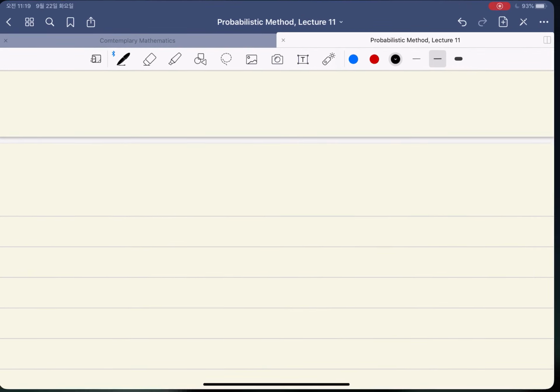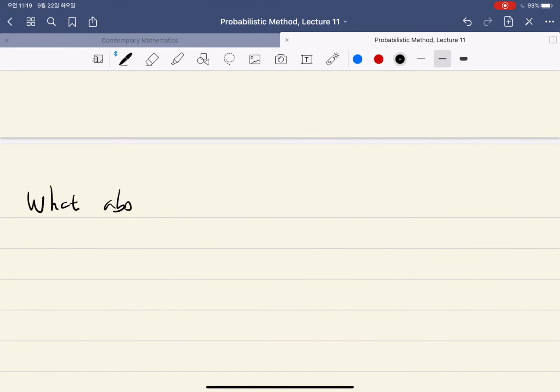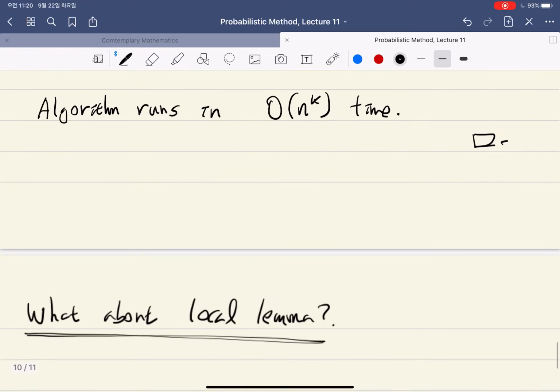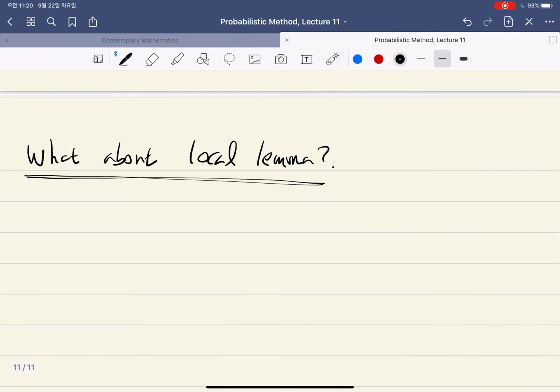But we can ask, what about the local lemma? If we have an argument using the local lemma, can we turn it into an algorithm? Can we turn it into a deterministic algorithm, or maybe a randomized algorithm? If you think about this local lemma, turning it into a randomized algorithm is even not easy. So let's forget about deterministic algorithms. We just want to find one randomized algorithm for the case of the local lemma.